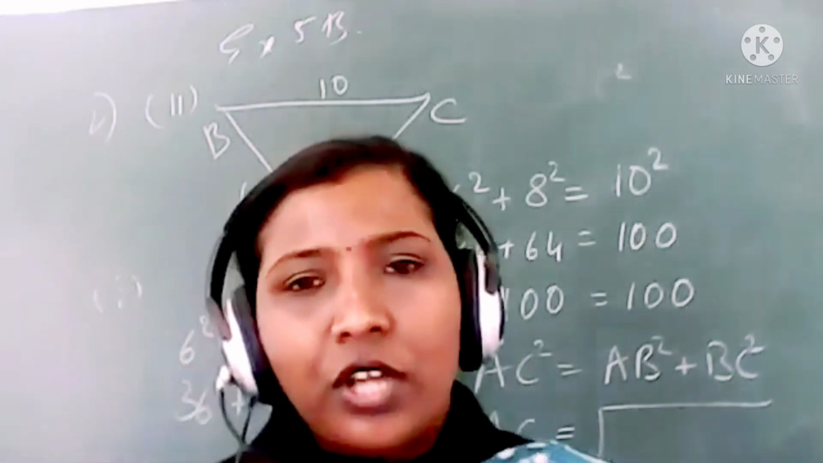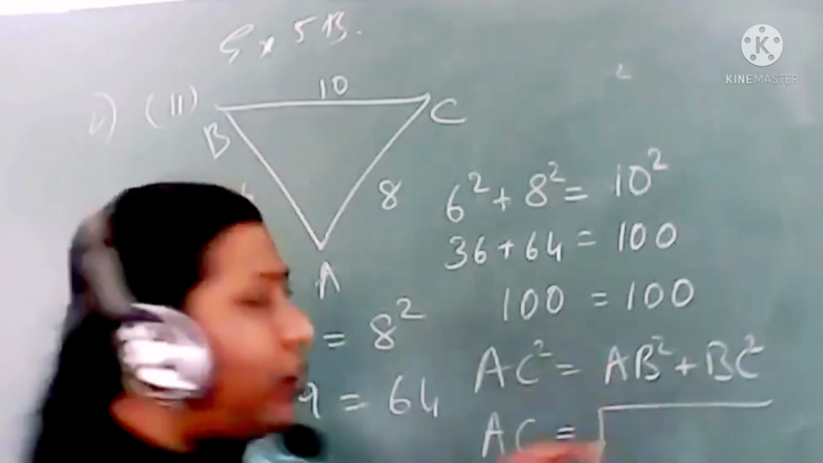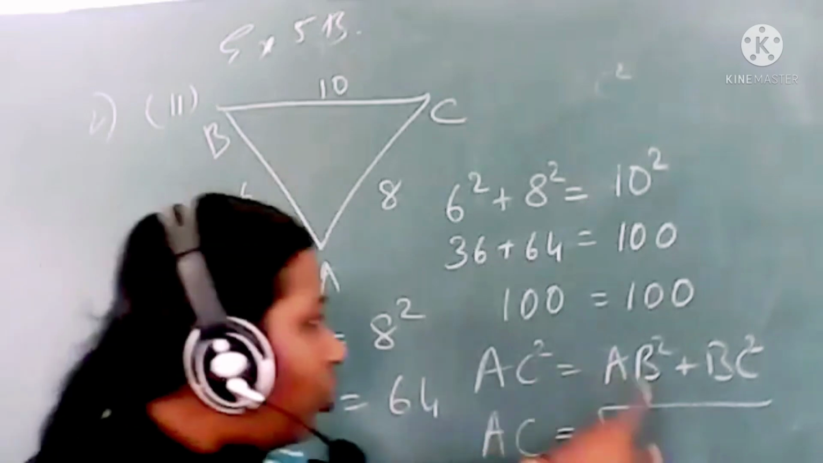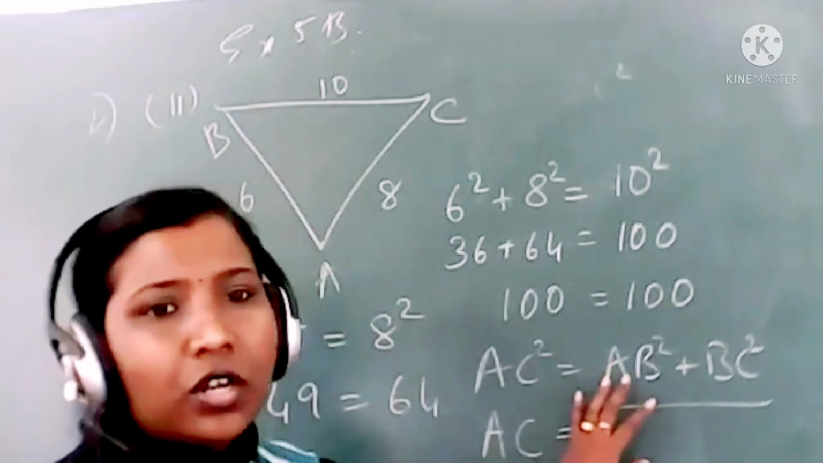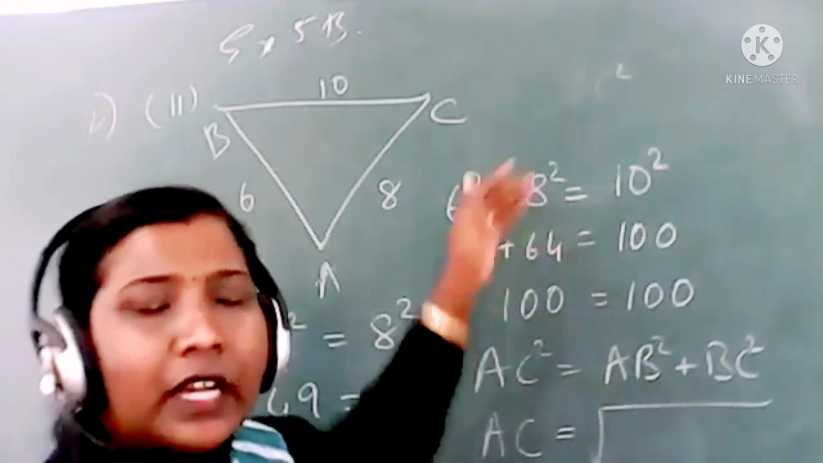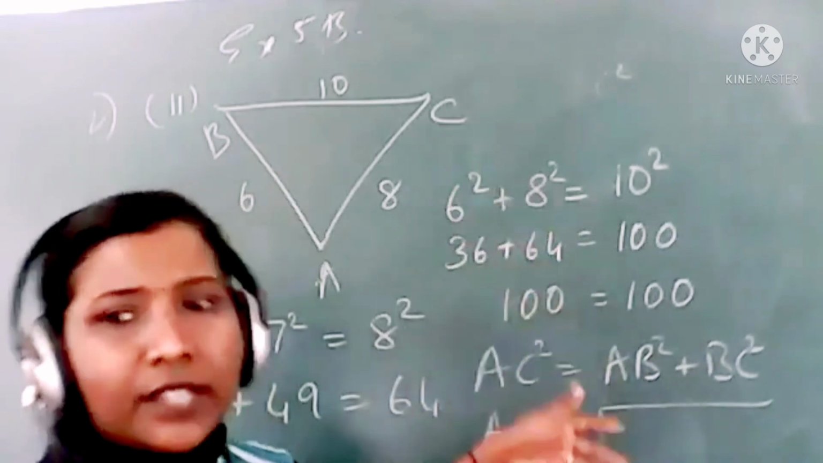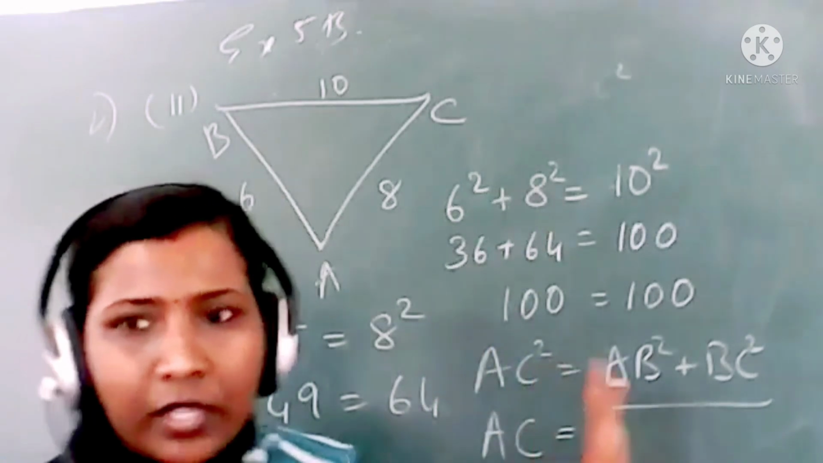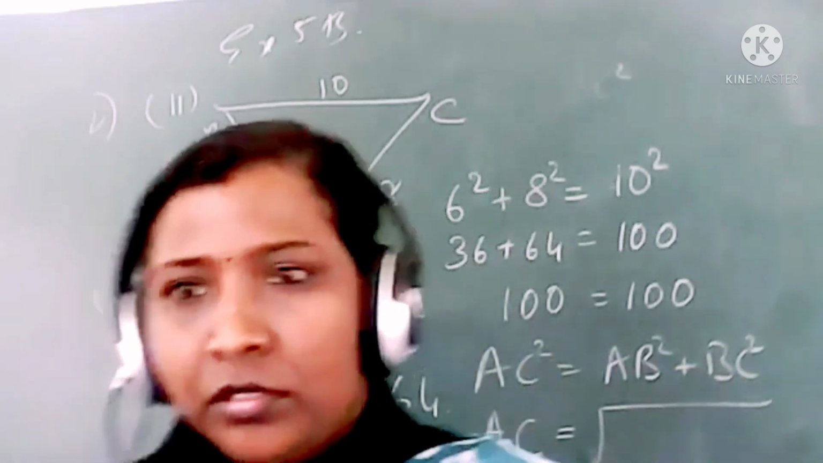Yes, ma'am. So if you are putting this, you have to remove this square, then only the root will come. Otherwise, it will not come. So in the continuous answer, I was writing AC square like that, on the left hand side. Clear what I said? Yes, ma'am. Okay.